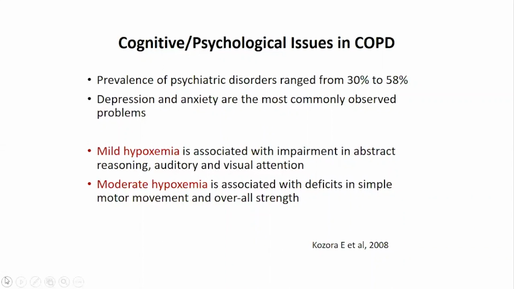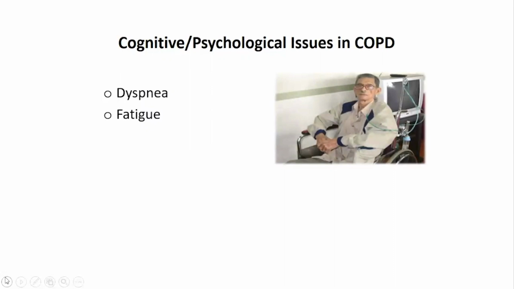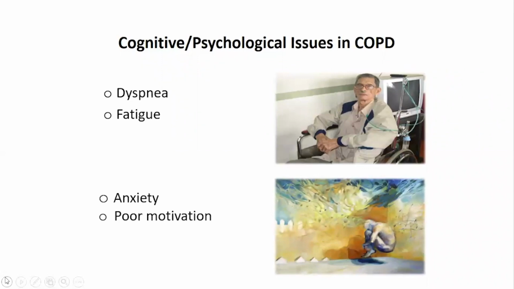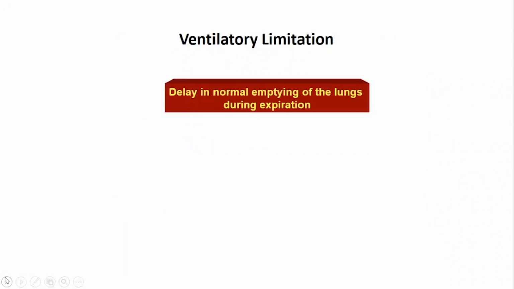Now, lowering of the oxygen actually can worsen the symptoms. If there is mild hypoxemia, there can be some impairment in their reasoning or in their auditory and visual attention. If the hypoxemia worsens, even their movements and overall strength will be affected. So if a patient with the disease will have dyspnea and fatigue, they will be likewise anxious and they will also have poor motivation. And in certain cases, we have to refer these patients to the psychiatrist so that they can help them address these issues.